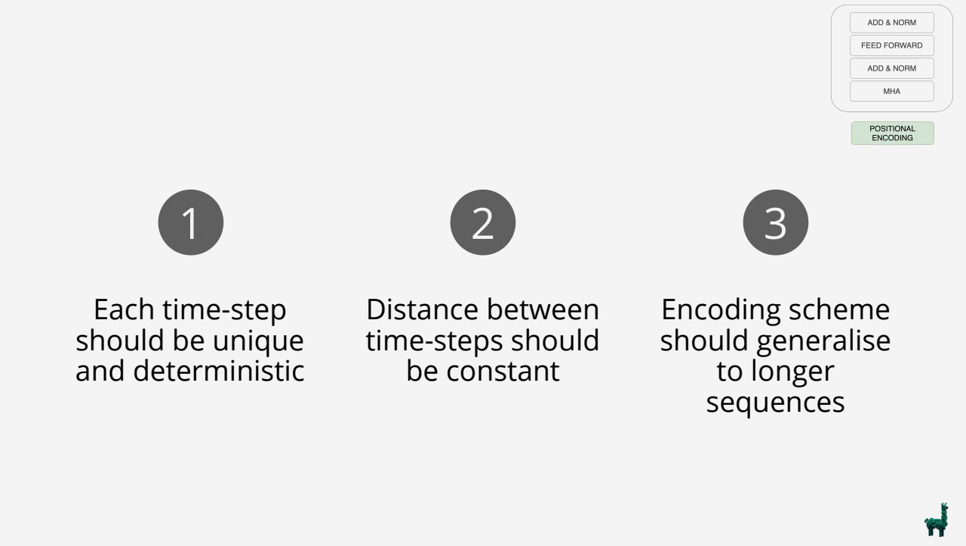But ideally, each time step should be unique and deterministic. You should know the position, and position 2 can't be the same as position 900. Otherwise, some funky stuff could start happening. So unique, deterministic. The distances between these vectors you add should also stay constant, like jumping from 1 to 2 shouldn't suddenly push your token in that direction. It should just push everything in the same direction.